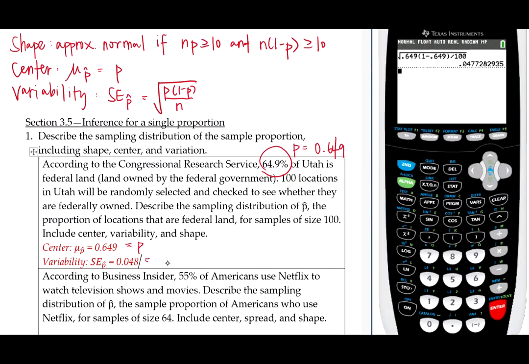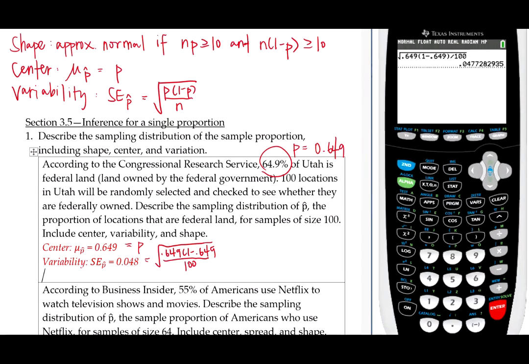This is equal to the square root of 0.649 times 1 minus 0.649 divided by 100. And now the shape. In order to check the shape, we're going to do n times p, so our n is 100, times our p was 0.649. That equals 64.9, that's above 10.